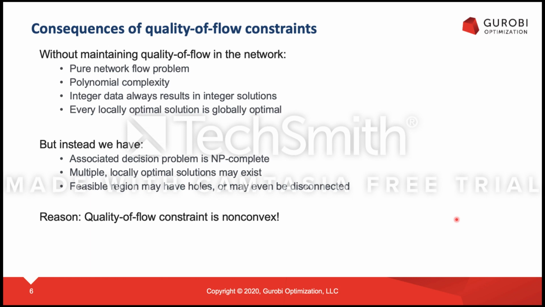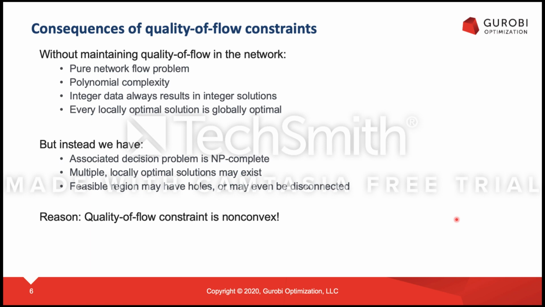And what does it mean now that we have this quality of flow constraint? If we imagine there weren't any, what do we end up with? It's just a pure network flow problem. And this is just nice. It's known, polynomial complexity, integer solutions are always guaranteed as long as the input data is integer. And once you have a locally optimal solution, you know automatically it's globally optimal.